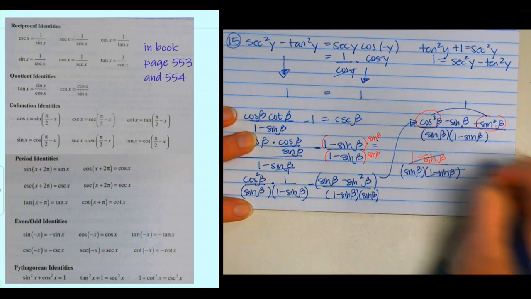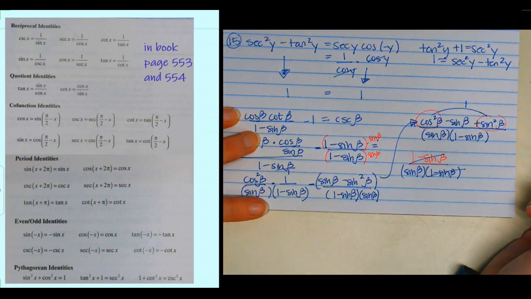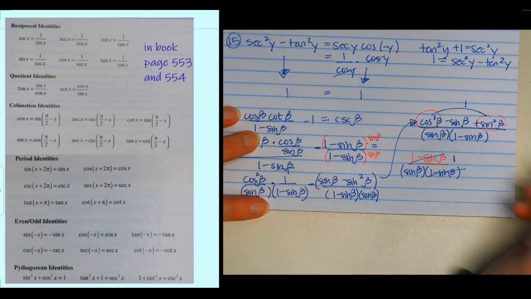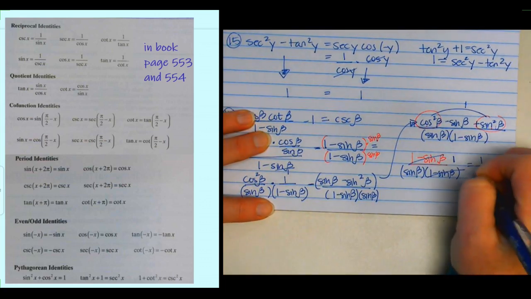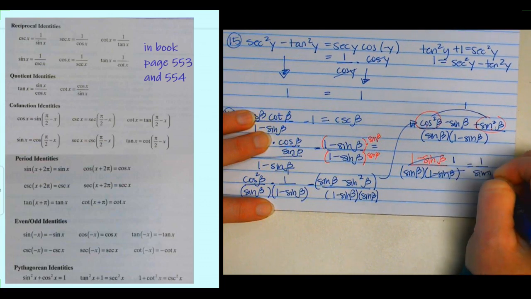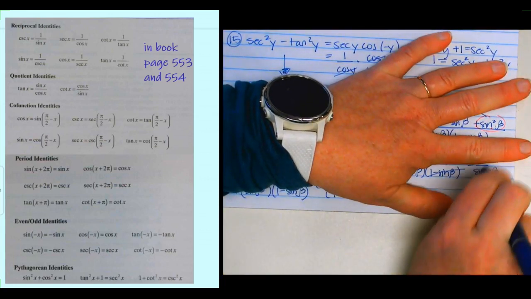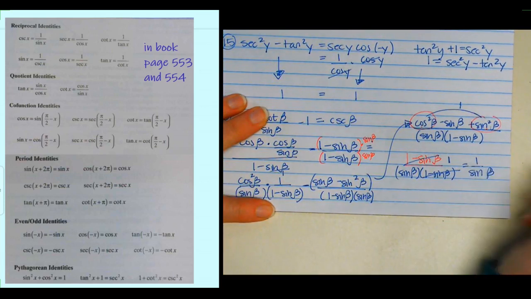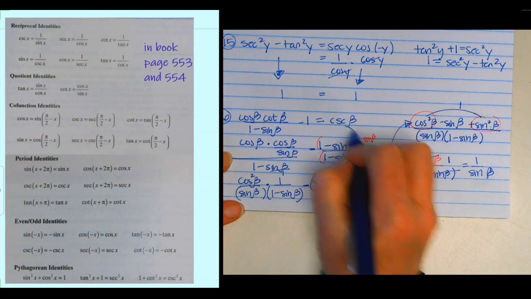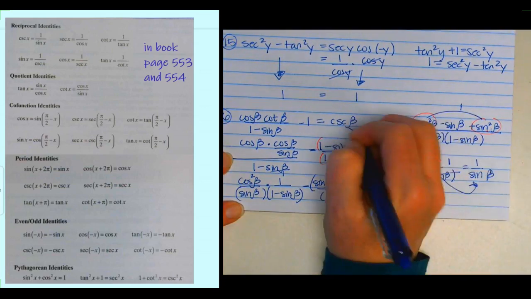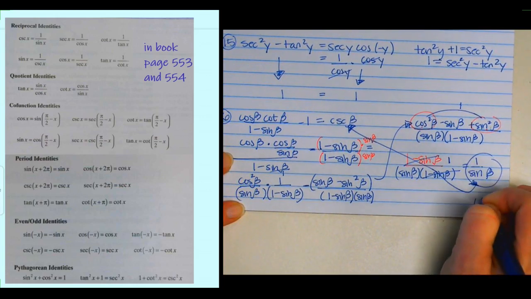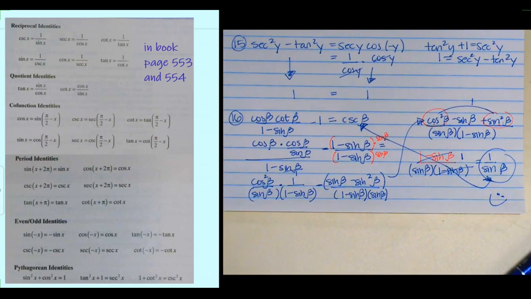So yay, those cancel. When things cancel, they don't cancel and make 0. They cancel and leave 1. They make the fraction 1. And 1 over sine of beta. That looks like, I don't know what that looks like. Sine of beta is equal to cosecant. Yay! So that one was kind of gnarly, but it can be simplified.